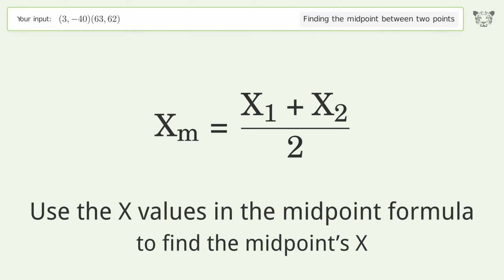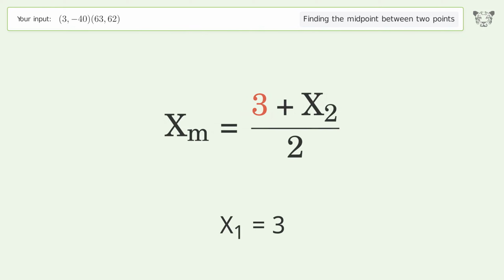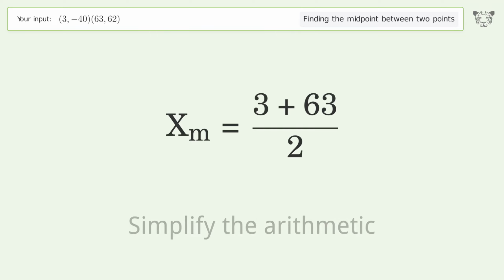Use the x values in the midpoint formula to find the midpoint's x. x1 equals 3. x2 equals 63. Simplify the arithmetic.